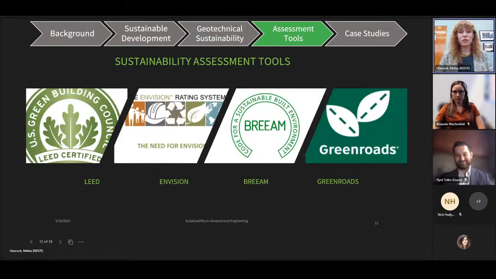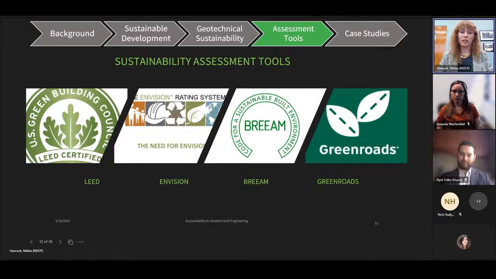So moving on to some of the sustainable assessment tools that are out there now. I'm sure some of you have heard of at least the LEED certification. These aren't specific to geotechnical engineering. They're just sustainability assessment tools in general. And we can use these as a basis to build off of and make more specific to geotechnical, adding geotechnical engineering aspects into these. But I'll just go over what these basically are.